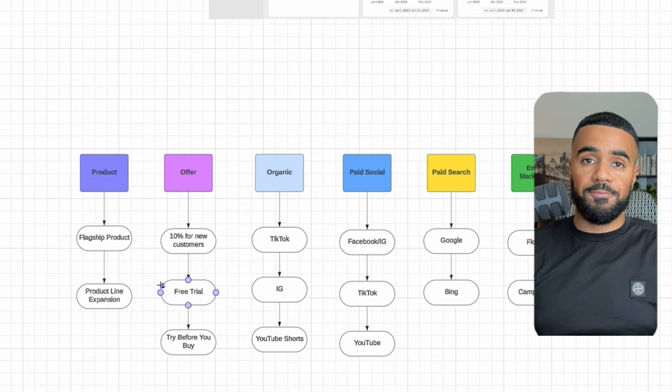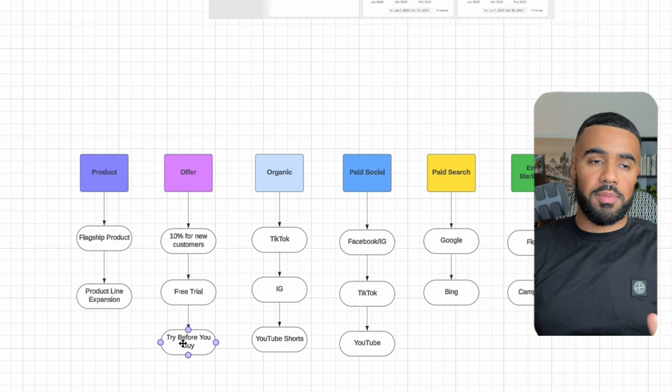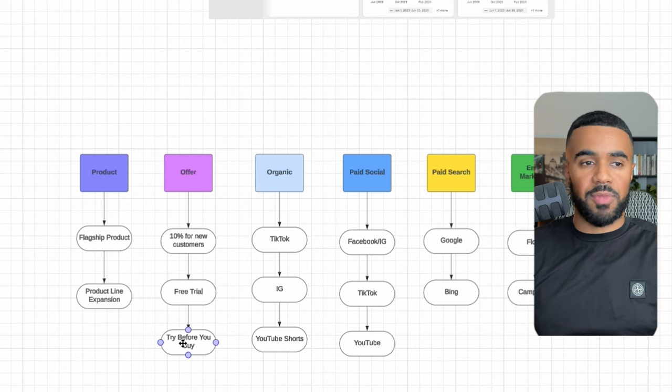This worked really well. We generated a lot of customers with this. However, we realized that the quality of customers was poor. And so right now what we're doing is we're repositioning this free trial to a try before you buy offer. So we're basically just reframing it. And we're seeing that Amazon is doing this and also some other brands. And so we're trying this out for ourselves.